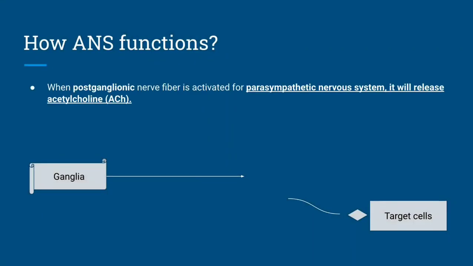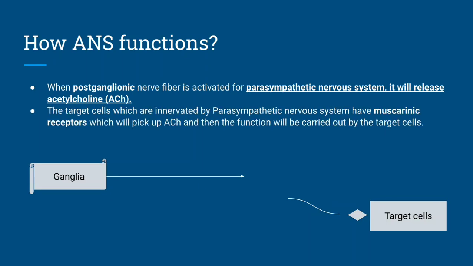So let's start with the parasympathetic nervous system. Look at this diagram right here. Right now you're looking at a ganglia. Imagine that the signal has come from the central nervous system into the ganglia, and now it is carried into the postganglionic nerve fiber. Once the postganglionic nerve fiber is activated for the parasympathetic nervous system, and the signal reaches the end of that nerve fiber, the neurotransmitter that is going to be released is acetylcholine.